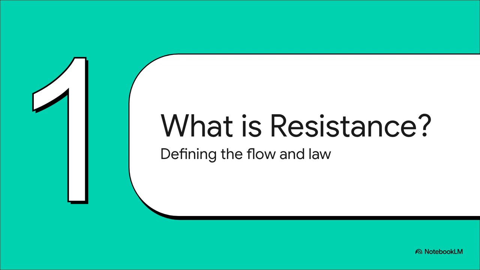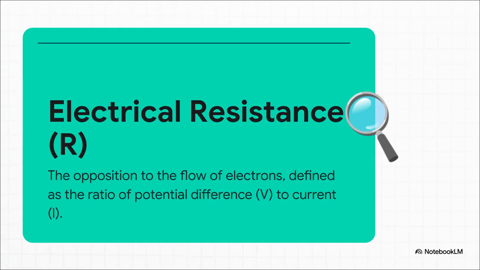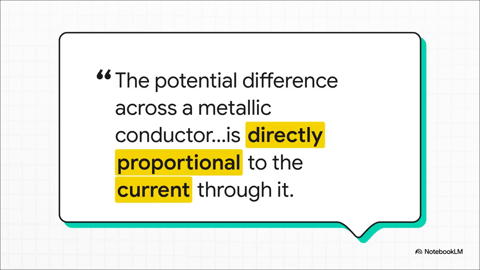All right, let's start at square one. What in the world is this thing we call electrical resistance? You can basically think of it as electrical friction. As electrons are trying to zip through a material, they're constantly bumping into and colliding with the atoms inside it. That opposition, that difficulty of flow, that's resistance. We measure it in ohms, and we find it just by dividing the voltage across something by the current going through it. And this whole relationship is captured perfectly by a little something called Ohm's law.